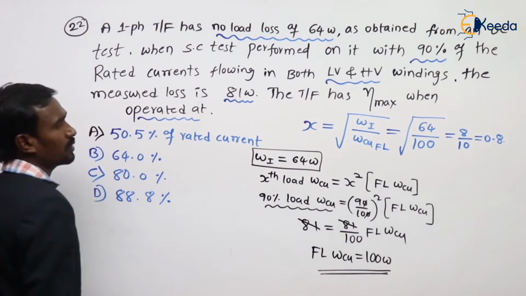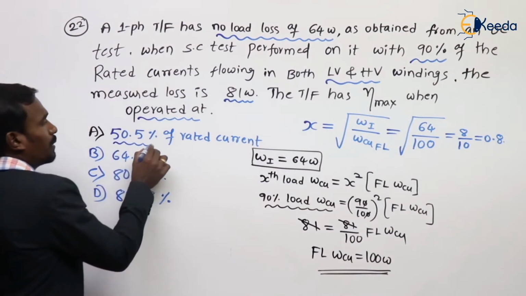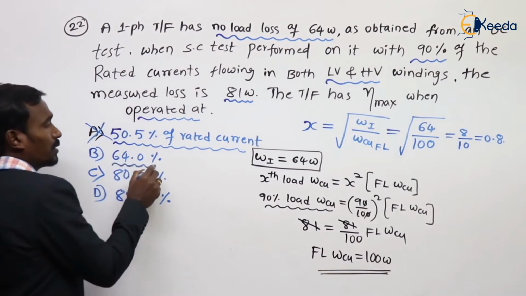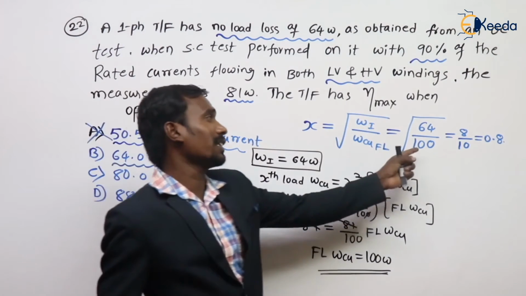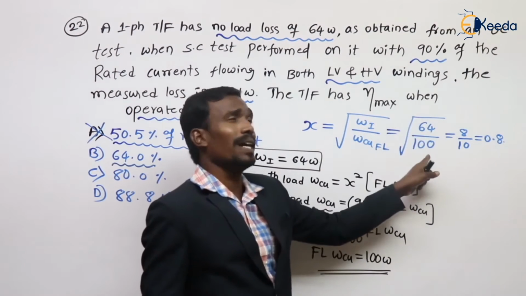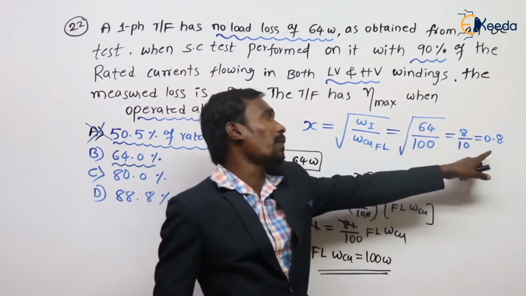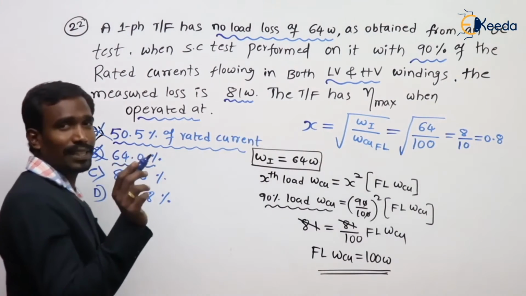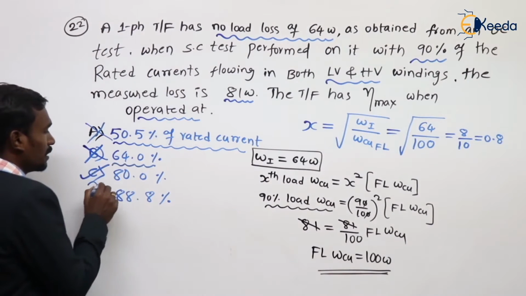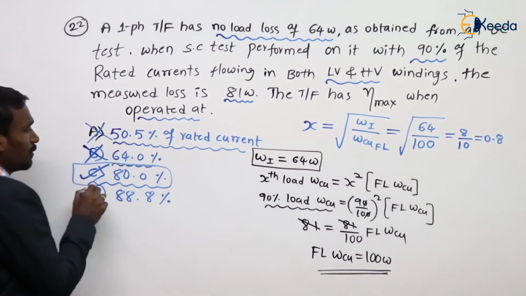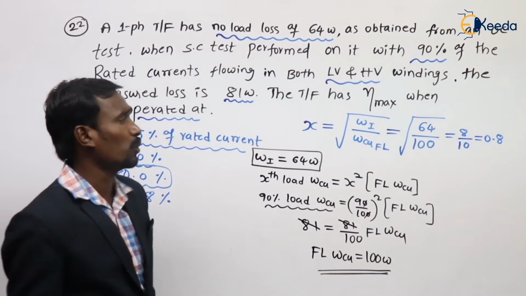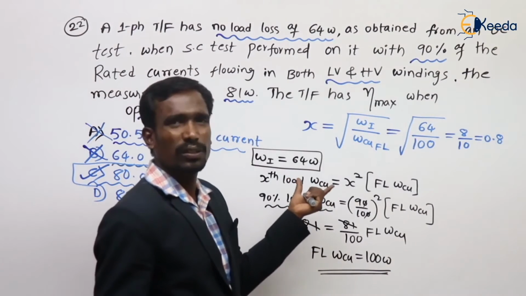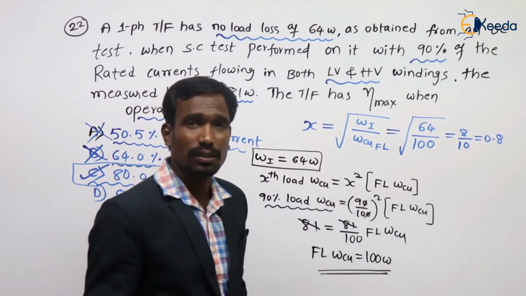Now let's see the options. Option A, 50.5% of rated current is the wrong answer. 64% is a wrong answer; this is not 64 percentage. Square root of 64 by 100 is nothing but 8 by 10, nothing but 0.8 is our answer, not 64 percentage. So this is also a wrong answer. Don't make the mistakes. And 80%, this is the 100% correct answer. 80% of rated current, nothing but 80% of load, we can get the maximum efficiency. This is a very, very easy question. We discussed every formula in the concepts, right?